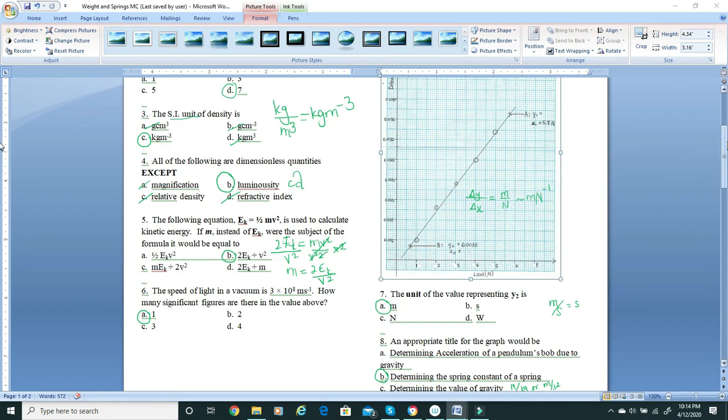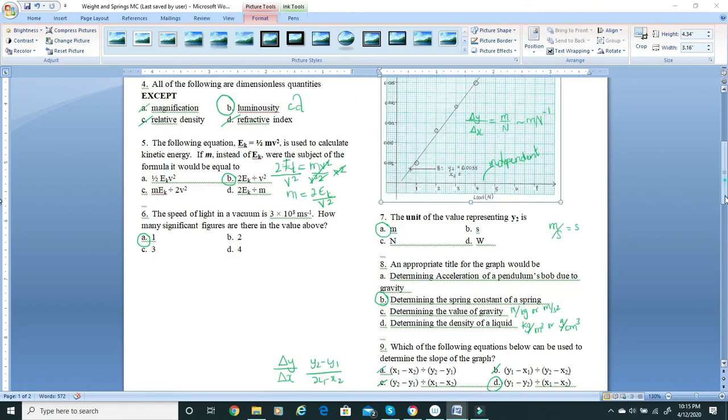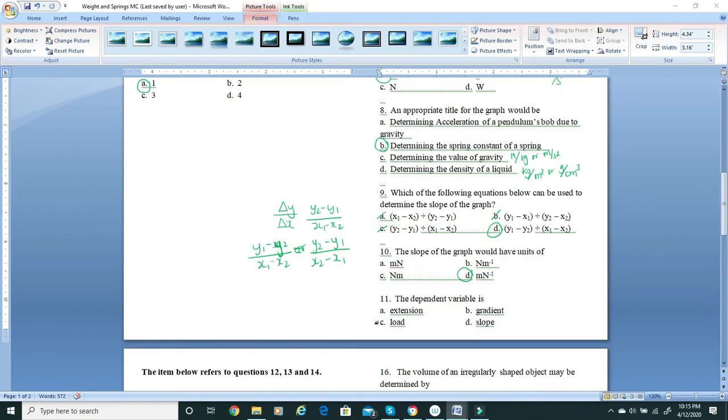Which axis depends on the other? So the x-axis is always the independent axis. I'm sorry, it's independent, right? And the y-axis is the dependent axis. This is the one that you're looking at, you're judging, and it's dependent on whatever is being added to it. So the extension is dependent on the load that's being added. So your dependent variable would be extension.